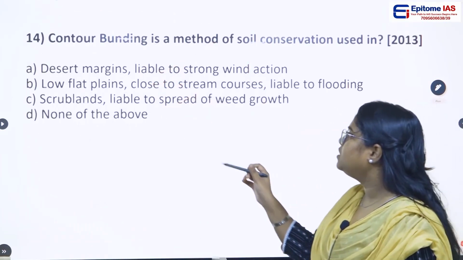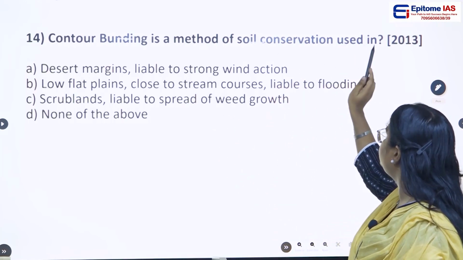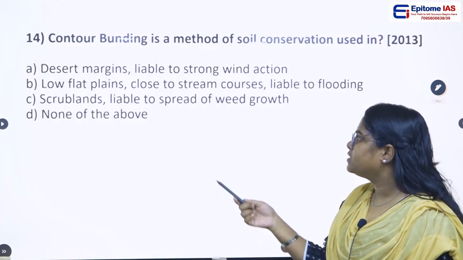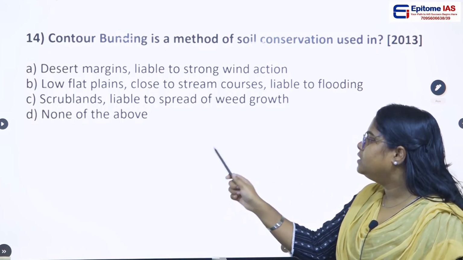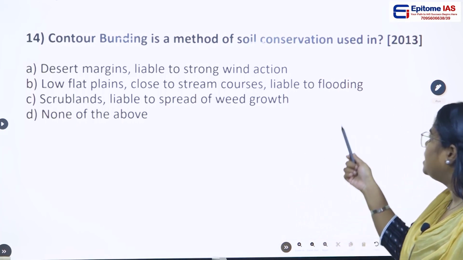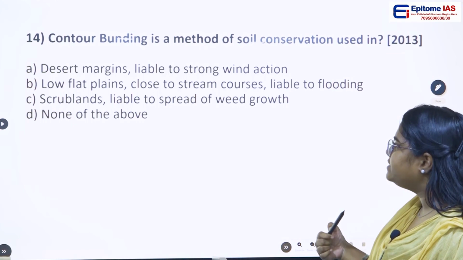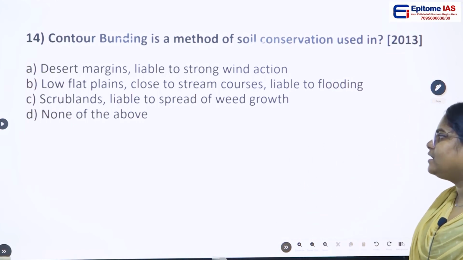So the next question: contour bunding is a method of soil conservation used in Option A, desert margins liable to strong wind action. Option B, low flat plains close to stream courses liable to flooding. Option C, scrublands liable to spread of weed growth. Option D, none of the above.